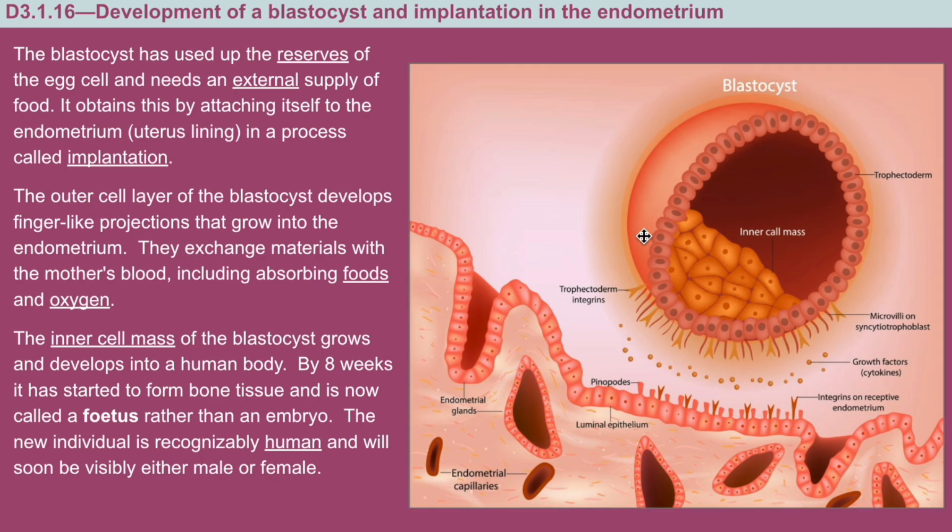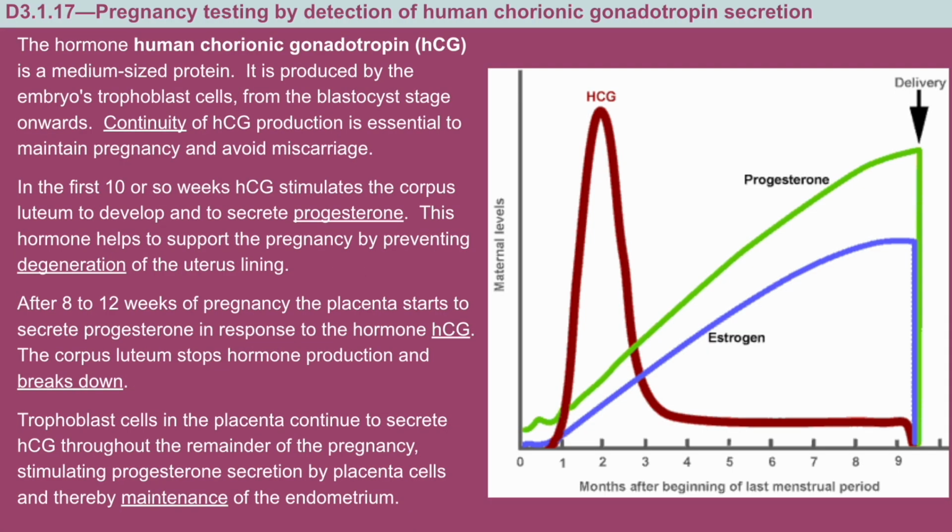The outer cell layer of the blastocyst has finger-like projections that grow into the endometrium and are able to exchange materials with the mother's blood, including absorbing foods and oxygen. Okay, and that inner cell mass grows and develops into a human body. By 8 weeks, it has started to form bone tissue. It's now called a fetus rather than an embryo. The new individual is recognizably human and will soon be visibly either male or female.